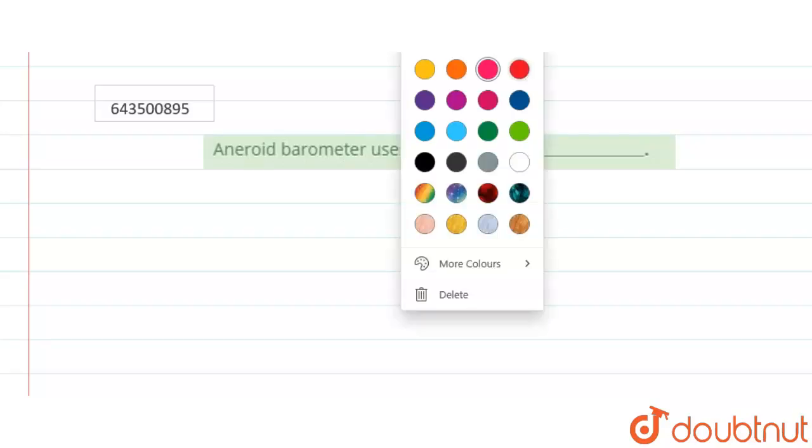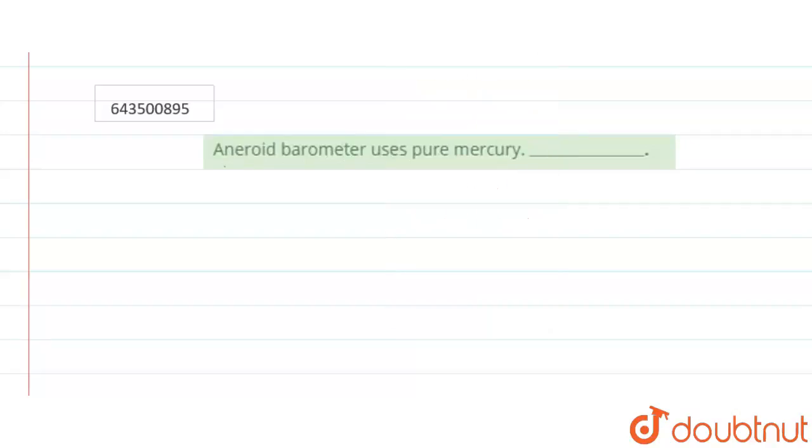Hello, everyone. Let us see this particular question. Now, in this particular question, it is asked that an aneroid barometer uses pure mercury. So, is this true or false?